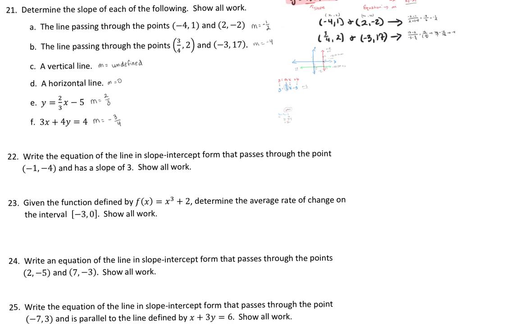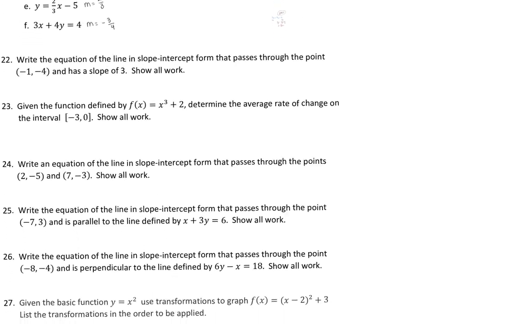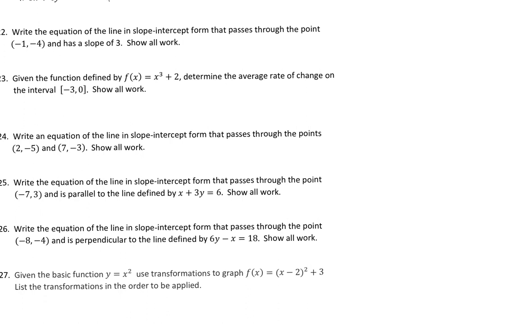Alrighty, on to the next one. It says, write the equation of a line in slope-intercept form that passes through the point (-1, -4), and has a slope of 3. Show all work. So, slope-intercept form is just that same form we've been talking about earlier, because it has a slope and an intercept. That's why it's called slope-intercept form. So, we are given our slope. So we know our m. M is 3. What we don't know is b.